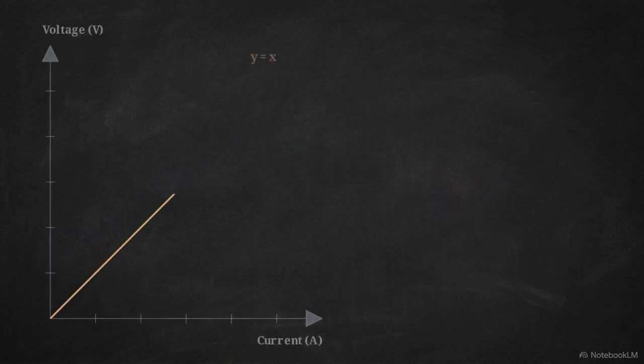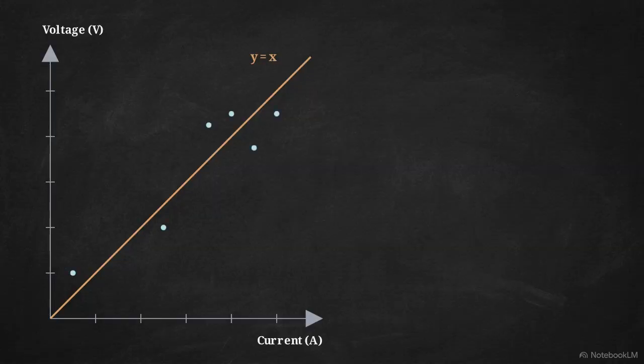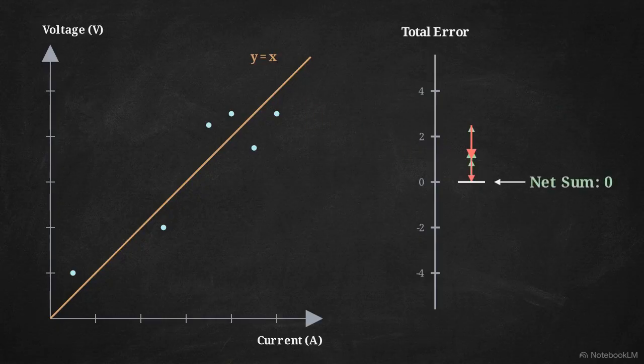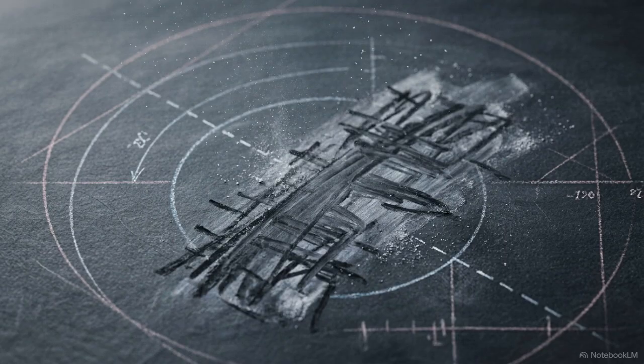But simple addition has a critical flaw. Vector direction matters. Some points sit above the line, generating a positive error, while points below the line generate a negative error. If we sum these raw values, positive and negative deviations subtract from one another. A severely inaccurate model with massive errors could theoretically sum to 0, simply because opposing values cancel each other out. Taking a simple sum of errors is mathematically blind. It actively masks the actual magnitude of the model's inaccuracy.